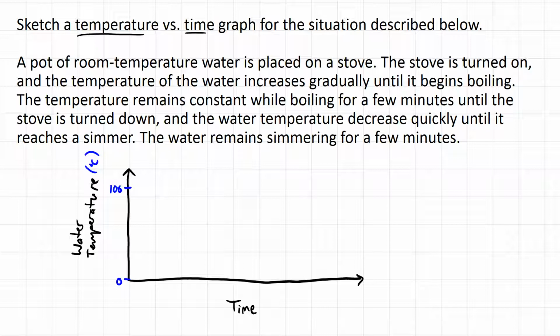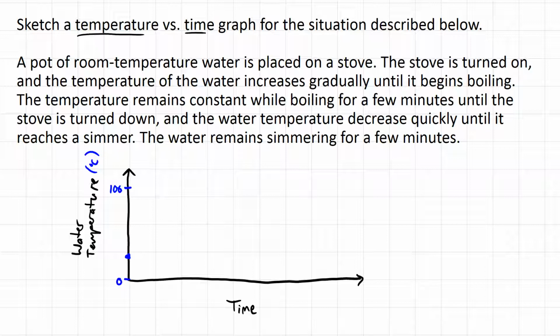So now we're told that the pot of water starts at room temperature. So it's not going to start at the bottom of the y-axis at 0. It's going to start partway up, somewhere around 20 degrees is about room temperature.